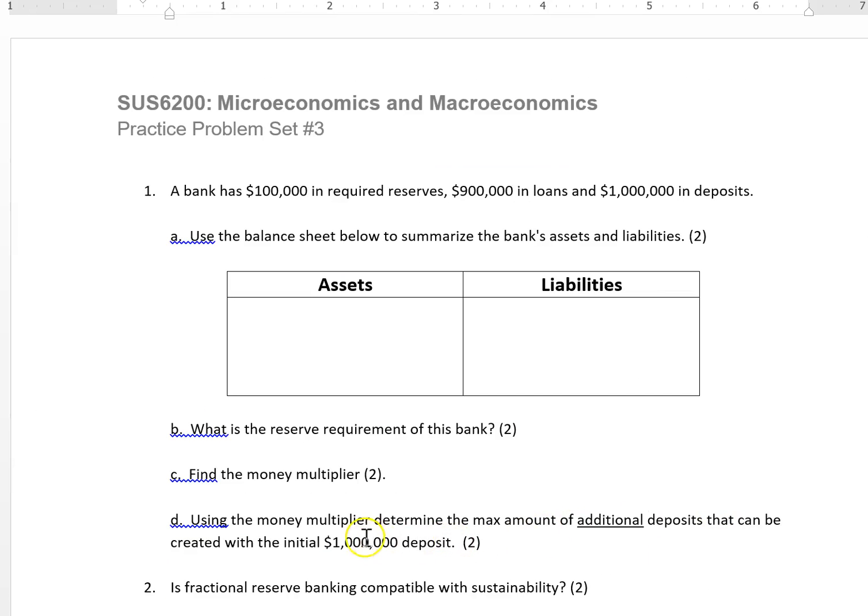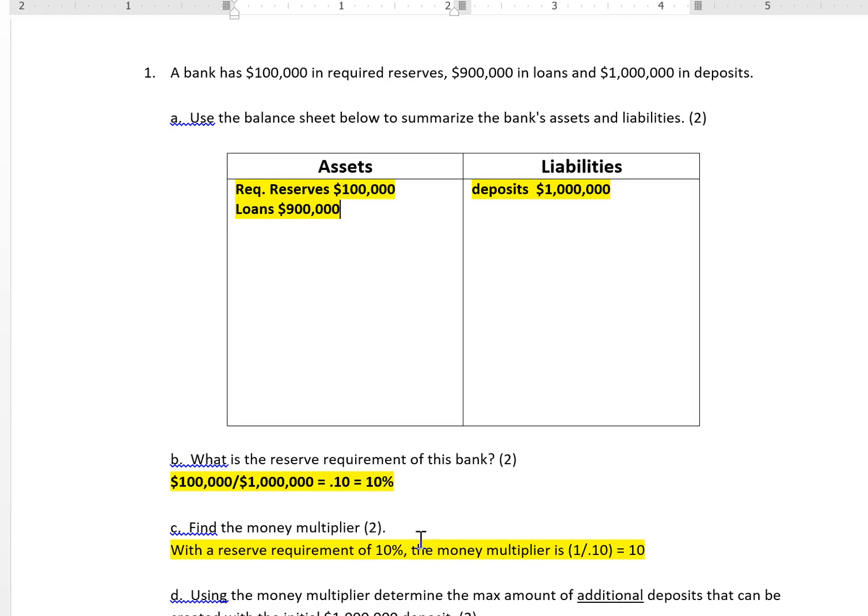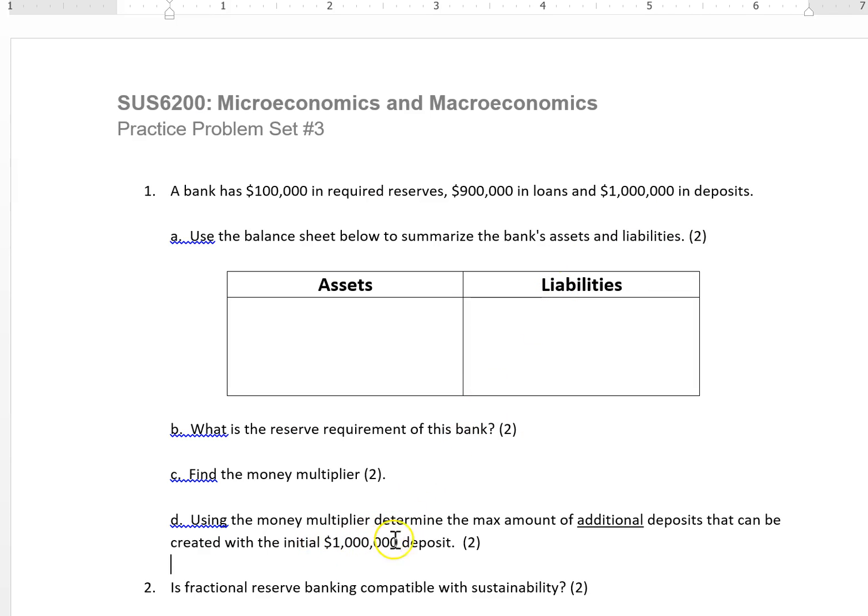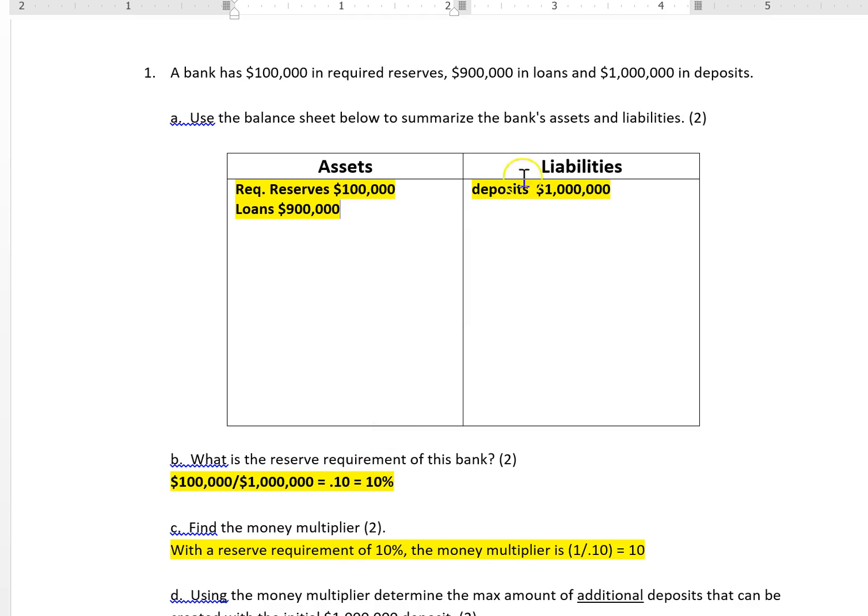Now, using the money multiplier, determine the maximum amount of additional deposits that can be created with the initial deposit of $1 million. Now, keep in mind, I had a typo in the original problem set. This used to say 100,000, and that's confusing. So what I want you to do is change that 100,000 to $1 million. Because I want you to consider the initial deposit of $1 million, right? Initial deposit right here of $1 million.